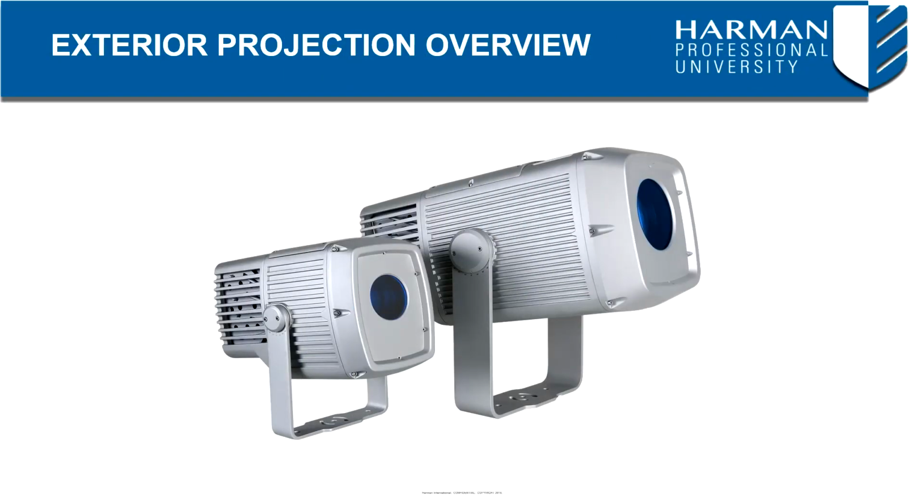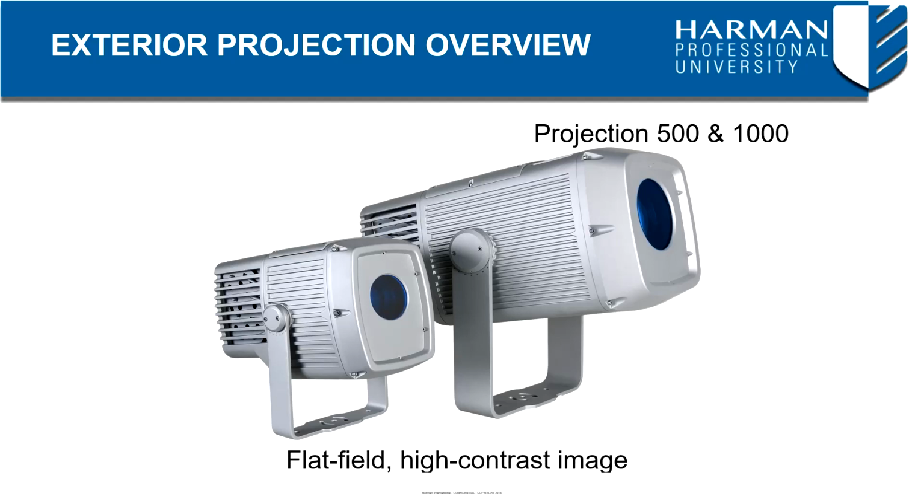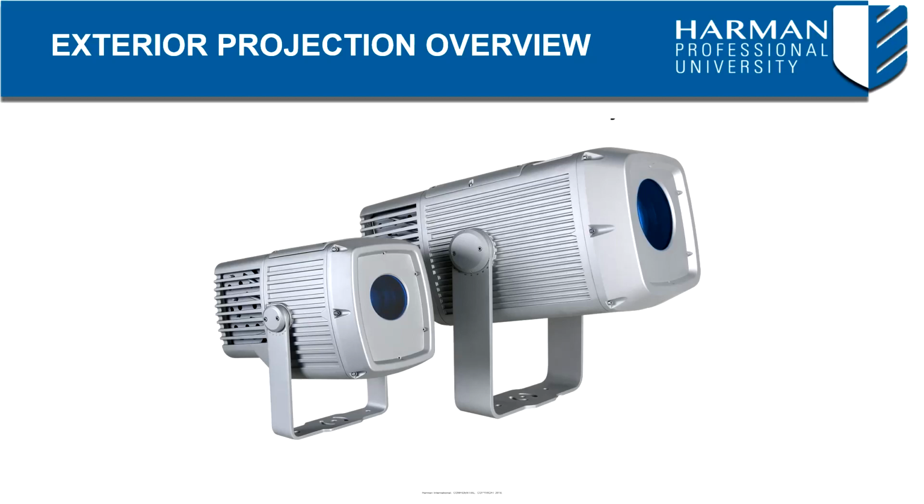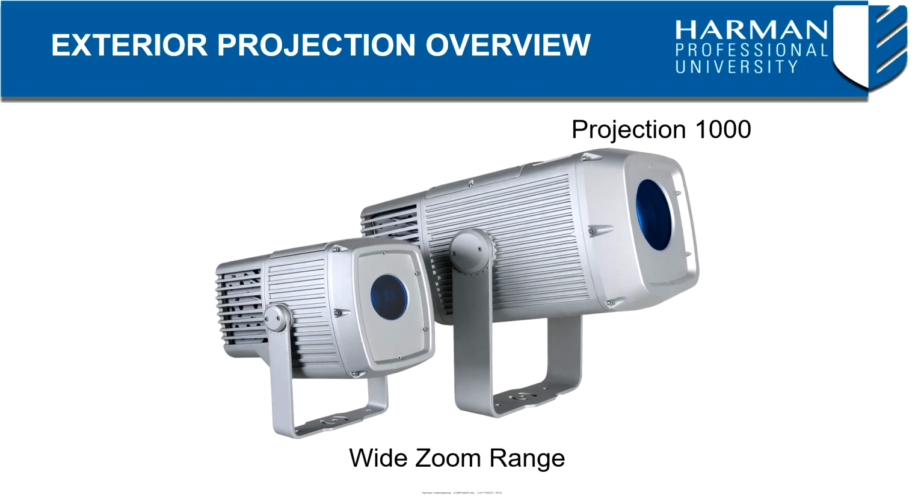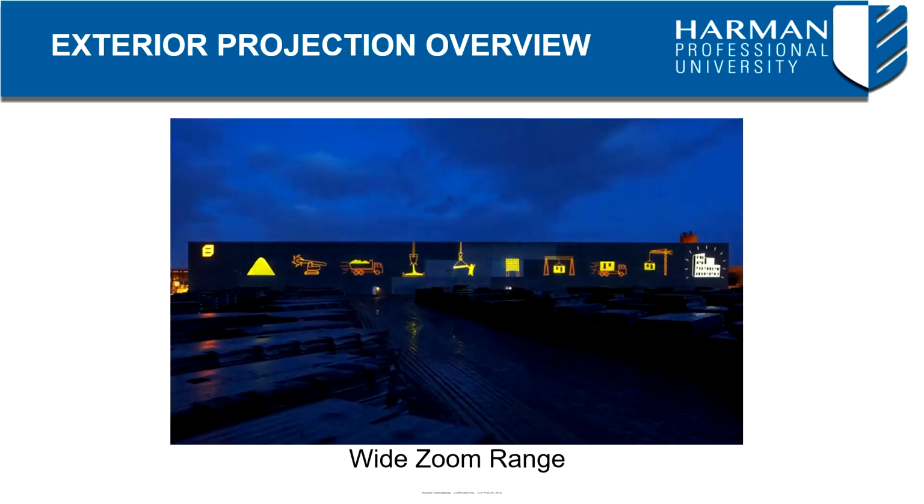The exterior projection 500 and 1000 both come with flat field, high contrast image projection, fully weatherized for trouble-free use with minimal maintenance in outdoor installations, packed with features allowing huge creativity in setting up exciting lighting effects. The 1000 projection comes with a wide zoom range and a full CMY, or cyan, magenta, yellow, color mixing for maximum creativity.